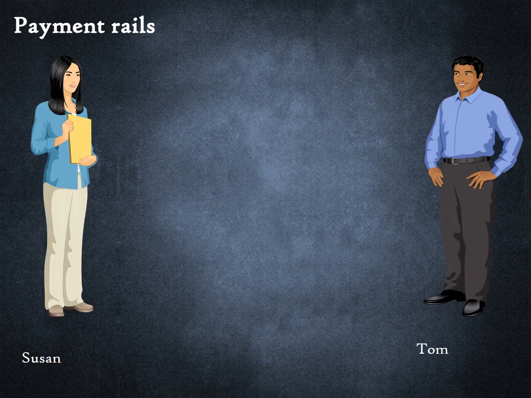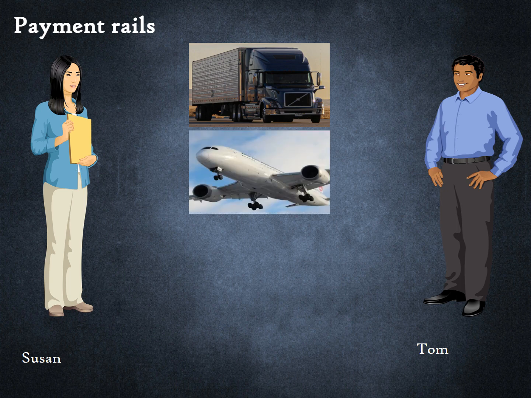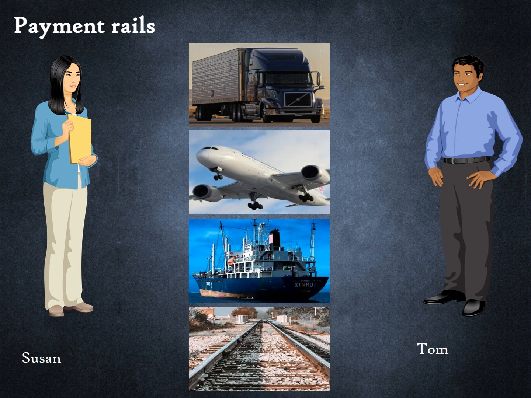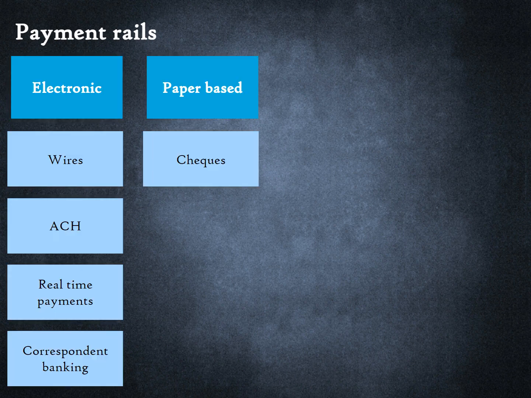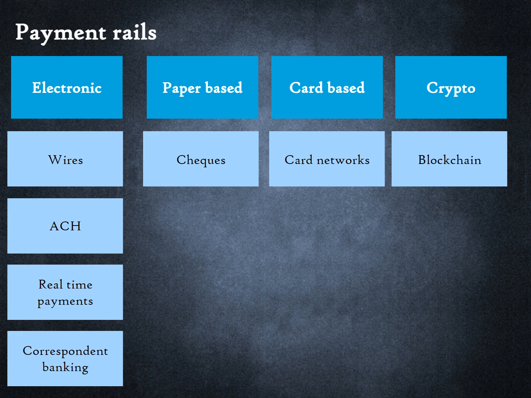Imagine if instead of a payment, Susan was sending a package to Tom. The package could be transported to Tom via road, air, ship or rail. While Susan may not know which modes of transportation the courier company used, she feels the impact in terms of cost and delivery time. Payment rails are analogous to these transportation methods. While the starting and ending points are two bank accounts, the rails by which the transfer of value occur may be different. These rails are independent of whether Susan is making a payment as a consumer or in a business capacity. Payment rails are of four types: electronic non-card-based rails, paper-based rails, card-based rails, and crypto.